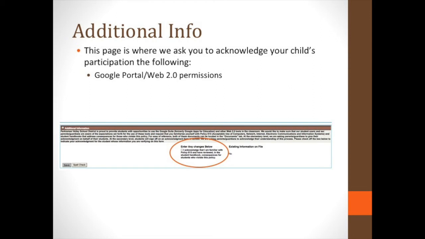Parents of secondary students will be asked to check off a box indicating they understand their children will be signing an acceptable use policy acknowledgement form in school. Parents who would like to review the acceptable use policy and/or the student handbook will be able to access these items in the Documents section.